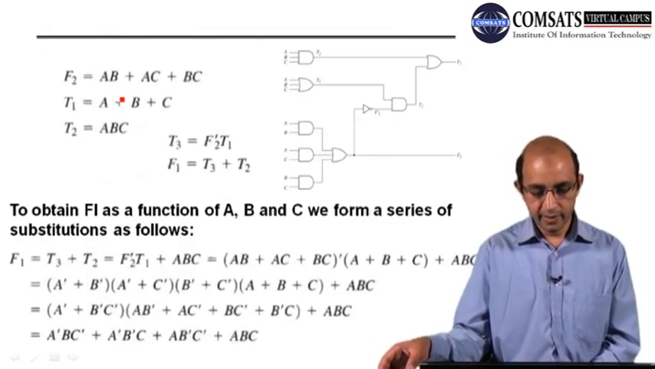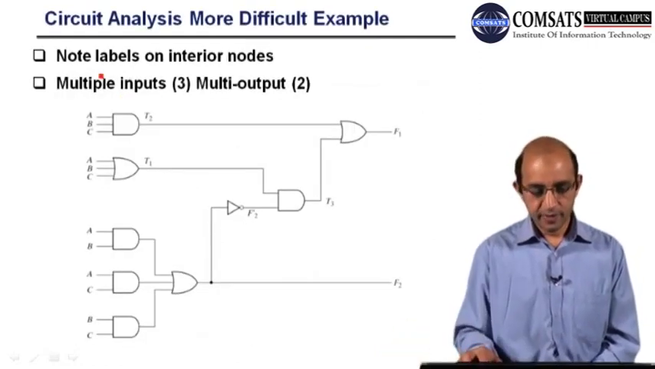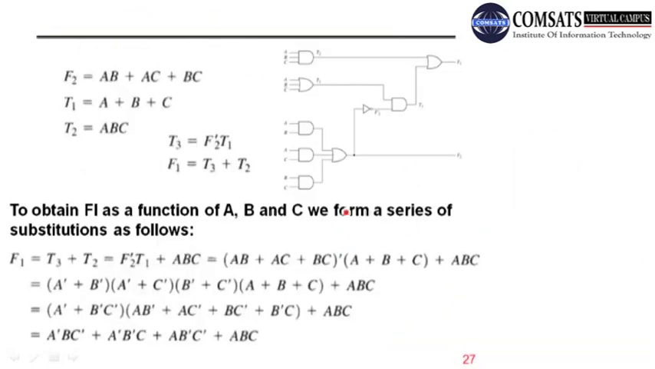How will we handle this? If we talk about the Boolean expression, you can see that we have intermediate labels: this is T2, T1, here we have F2 bar, and this is T3, and this is F1, F2. So we have intermediary expressions. We have T2 over here, and T2 is equal to A, B, C. And we have T1 over here, and T1 is an OR operation between A, B, C.